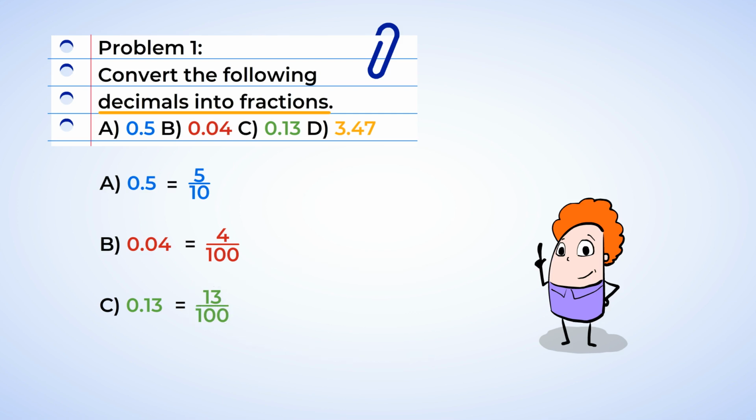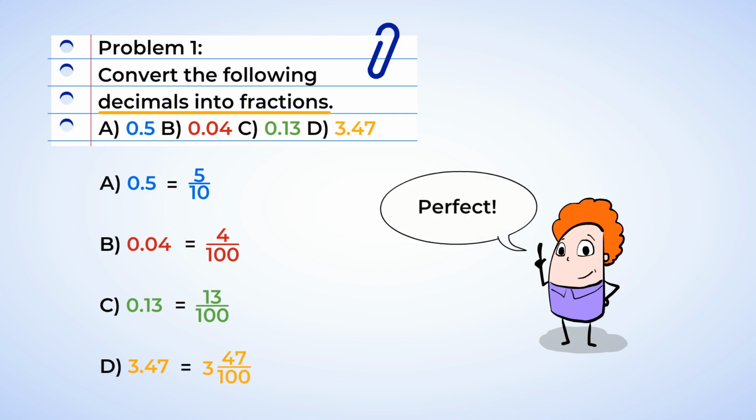And finally, part D. Now we have a number to the left of the decimal in this one. Remember, this is the ones place. So the 3 represents 3 wholes, and we're going to write this to the left of the fraction. Next, we have 47 hundredths. And just like what we did in part C, we're going to create a fraction with the numerator of 47 and a denominator of 100. Perfect.